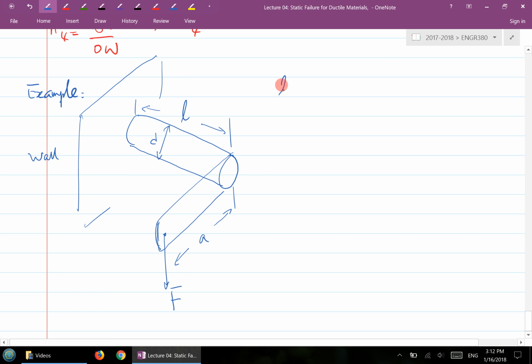Okay, so here is L equal to 6 inch, A equal to 8 inch, and D is 1.5 inch. The F is 1,000 pound. And your material has 47,000 psi for the yield strength. That's the loading condition, right? And we want to find out the safety factor for the critical location.